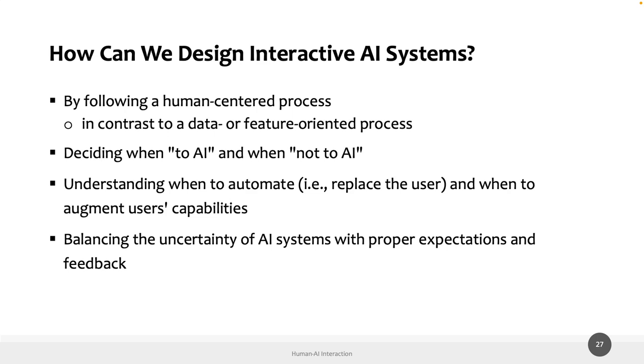Then you also have to decide when to use AI and when it's better not to use it. Because you may need AI, but maybe there are parts of your system that probably work better without AI. You also have to understand when to automate something and when to focus on augmentation. And I think you have already discussed this topic in the panel, right? And finally, you should try to balance the uncertainty of an AI system with proper expectations and feedback. We know that AI may go wrong. Let's balance this by making users able to understand why and form a correct mental model of the system.